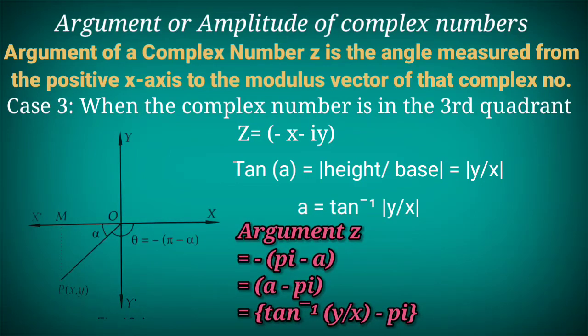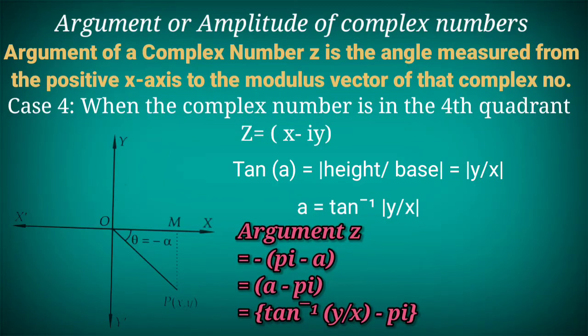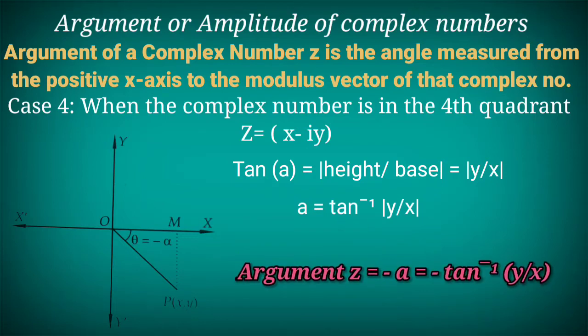Now lastly, in case 4, let the point lie in the fourth quadrant, that is z equals x minus iy. Here we will get our alpha, which is the angle between the modulus vector and the x-axis, that will be connected with the positive x-axis only. So our argument also will be equal to alpha, and since we will get the direction of the alpha in the clockwise direction, we will assign one negative sign with it. So our argument z will be minus alpha, which is nothing but minus tan inverse y by x.